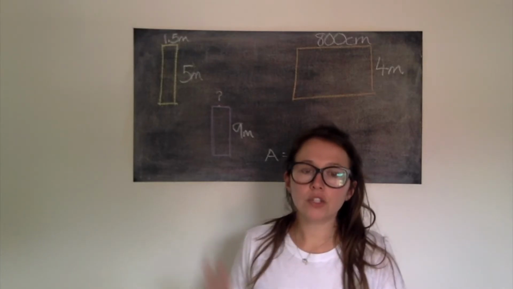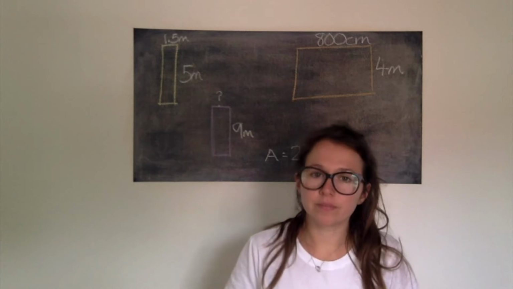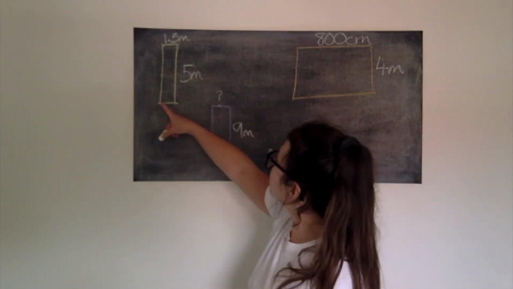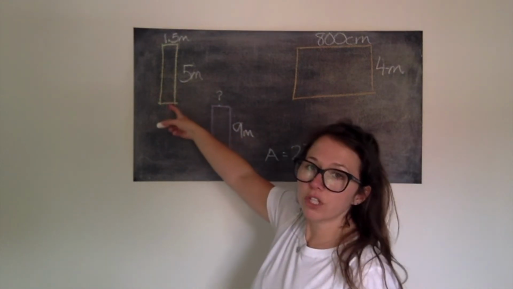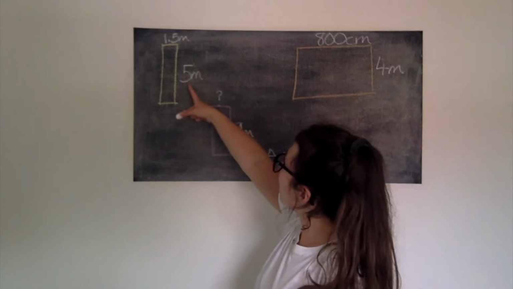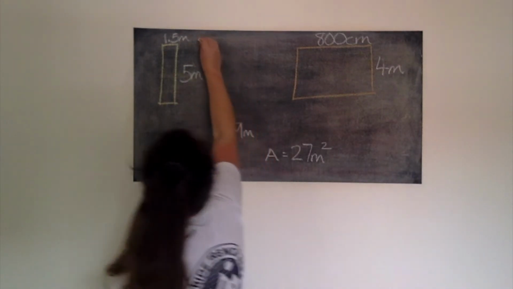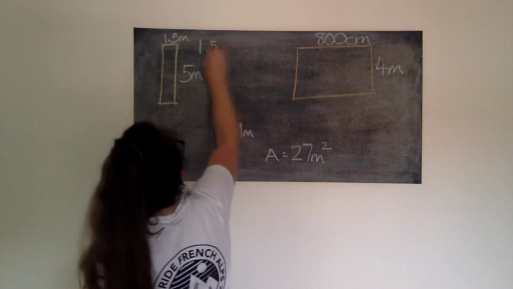As an extra challenge, try and work out the perimeter as well. We'll start off with this one here. So to find out the area of the shape, we need to do 1.5 times by 5. So 1.5 times by 5.